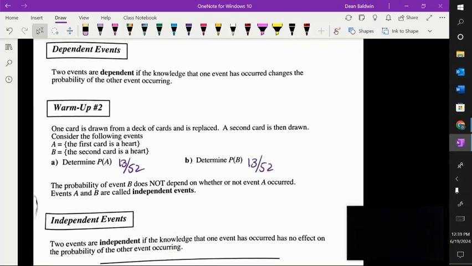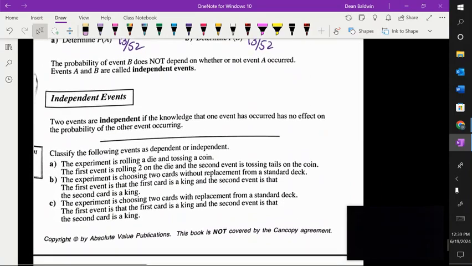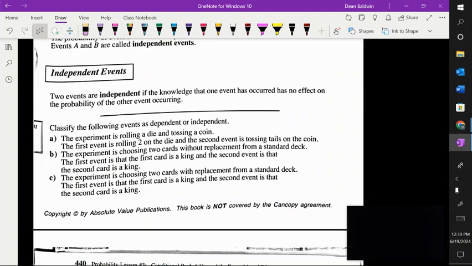Okay, so tell me if these are dependent or independent. Rolling a 2 on a die and tossing a coin in the air. Those are going to be independent because they have nothing to do with one another, right?